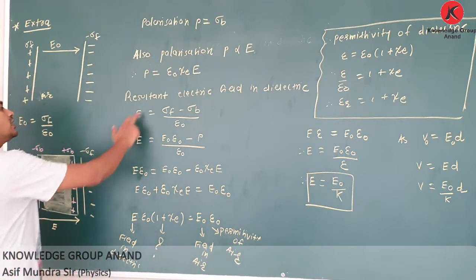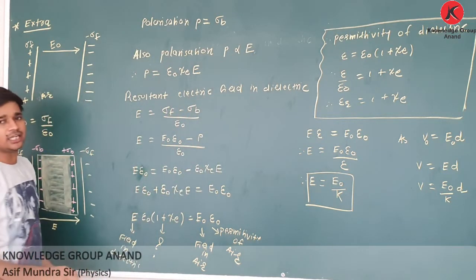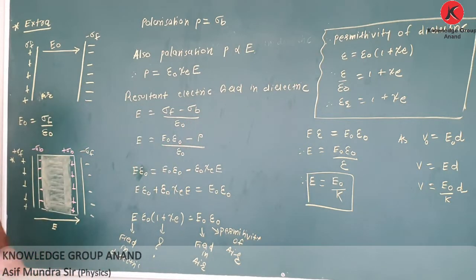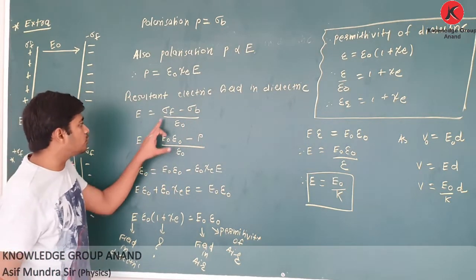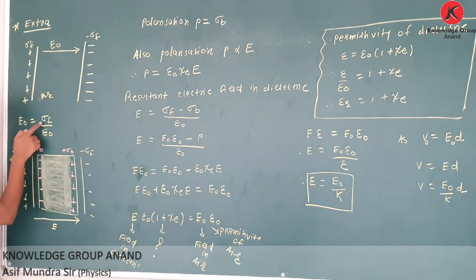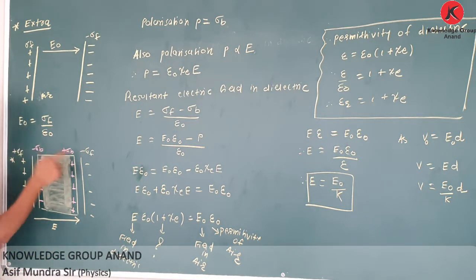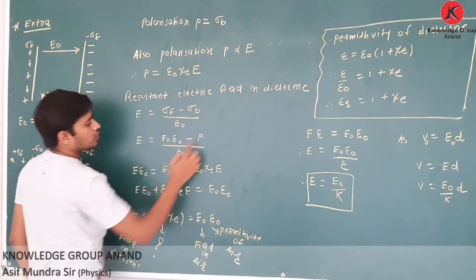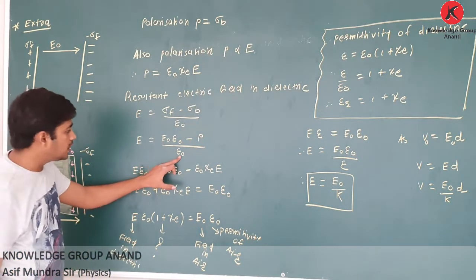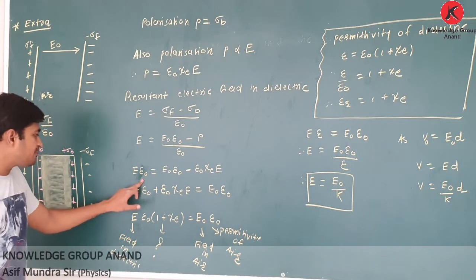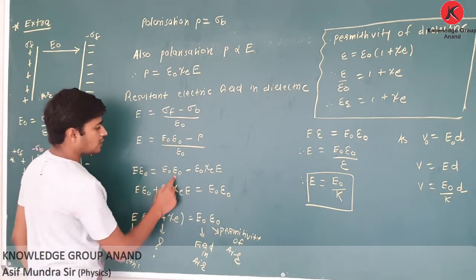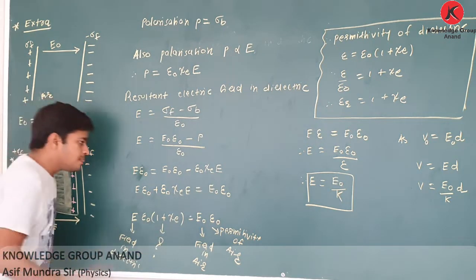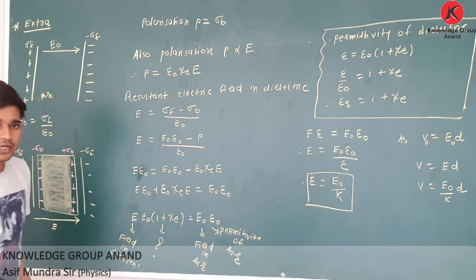You also know what the resultant electric field in the dielectric is. E is equal to sigma f minus sigma b upon epsilon 0. If you make sigma f equal to E0 epsilon 0, then E0 epsilon 0 minus sigma b, which is equal to P, polarization, upon epsilon 0. If you take epsilon 0 this side, E epsilon 0 is equal to E0 epsilon 0 minus P, where P is replaced by epsilon 0 chi E.